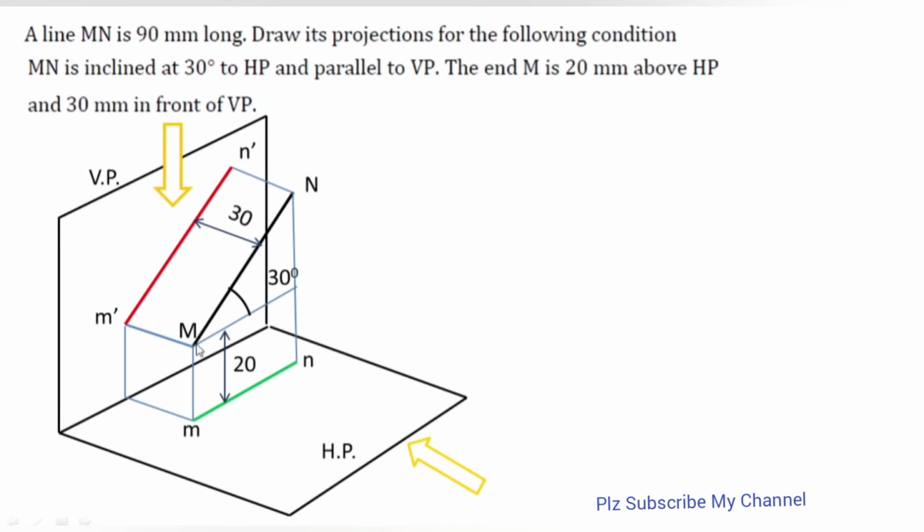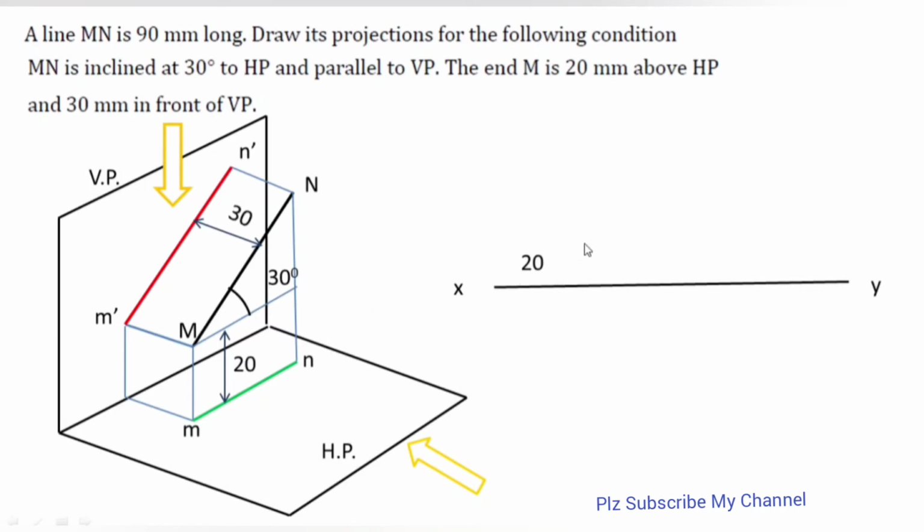If the line is inclined to VP, then the true length is visible in its top view. So we need to start with top view in that case. But in that case, how are we going to draw the projection? Initially draw a reference line XY of the desired length, and we need to take the point initially 20 mm above HP, because we are going to start with front view first, right?